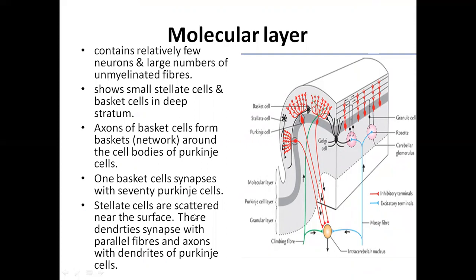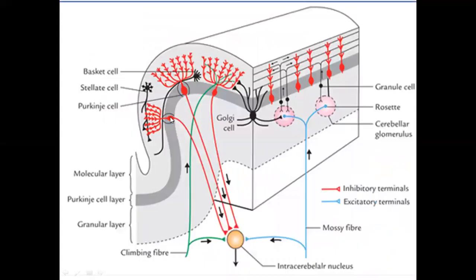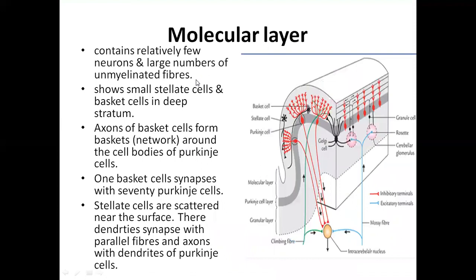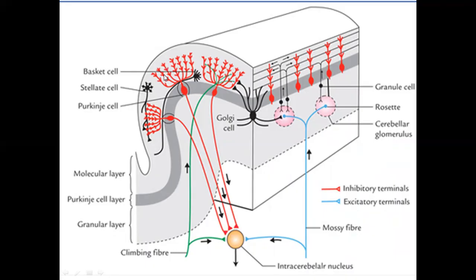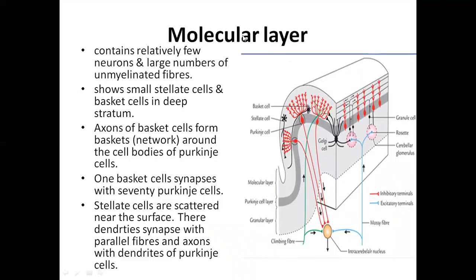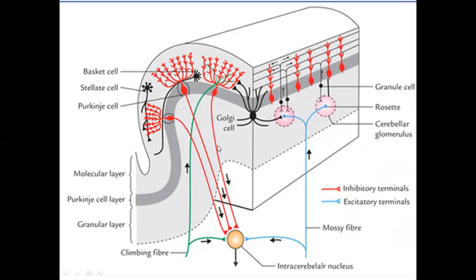Stellate cells are scattered near the surface. You can see this is the stellate cell. There are dendrites; dendrites synapse with parallel fibers and axons with dendrites of Purkinje cells. You can see this is the Purkinje cell. Here we have basket cells, which will be synapsing with around 70 Purkinje cells. We have stellate cells like this. So these 3 cells are the major components of the molecular layer. Of course, so many white fibers we also see.